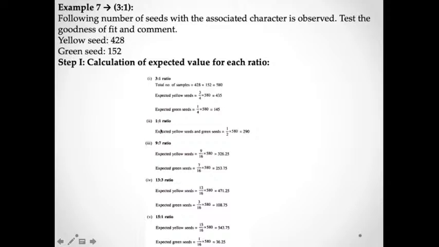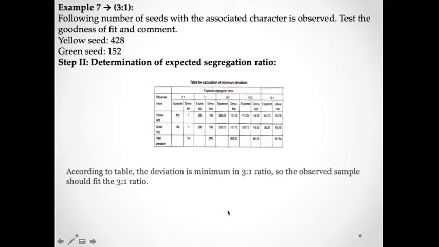In the same way we calculate for the 1 is to 1 ratio: the expected value for yellow and green seeds is 1 divided by 2 multiplied by 580, which is equal to 290. So in both cases it is 290, yellow seeds and green seeds in equal amount. And for 9 is to 7, we add them, 9 plus 7 is 16. Then 9 by 16, 7 by 16 multiplied by 580, and this way we calculate all the different ratios, the different expected values for yellow seeds and green seeds.